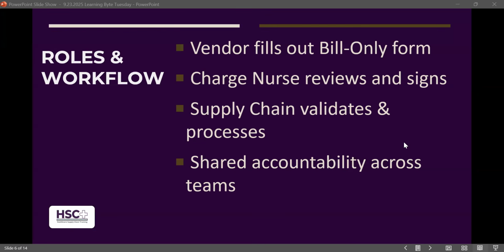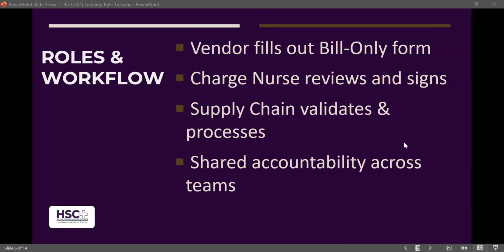And then supply chain validates and processes the form, right? Because you're going to do that through your buyers, through your procurement process in your team. And then there is shared accountability across all the teams doing that. So some kind of workflow where the supply chain logistics technician in the OR is getting those at the end of every day from the charge nurses, and then making sure that those are then flowing to the procurement team.